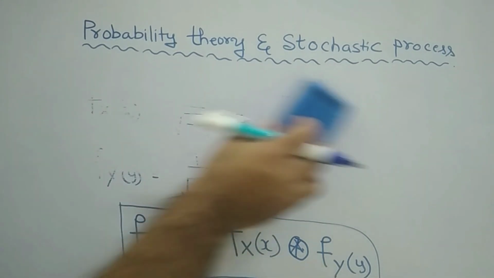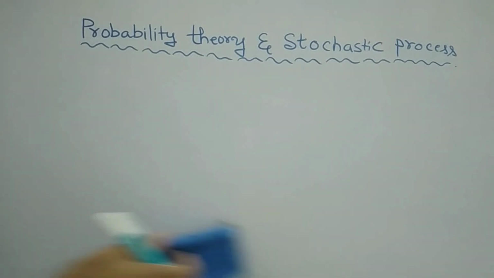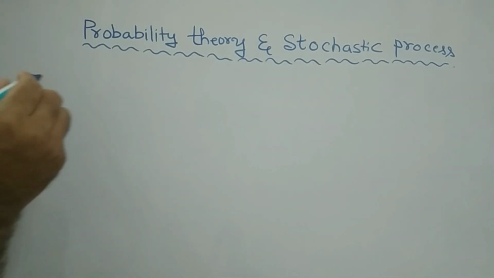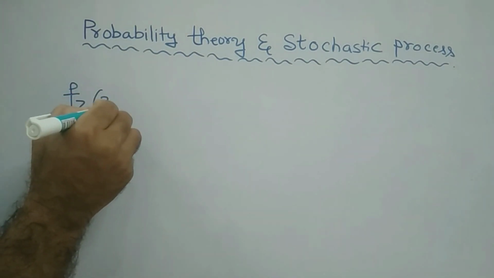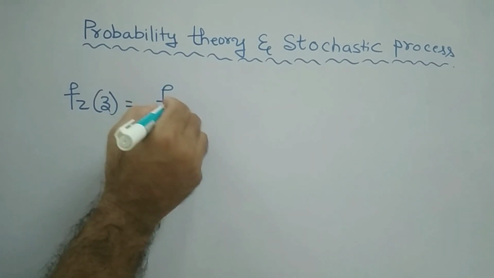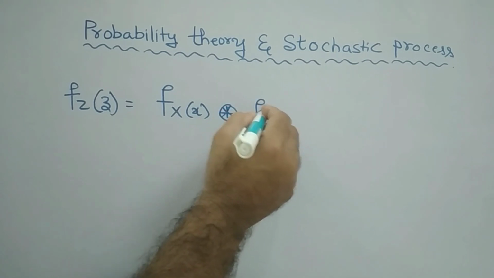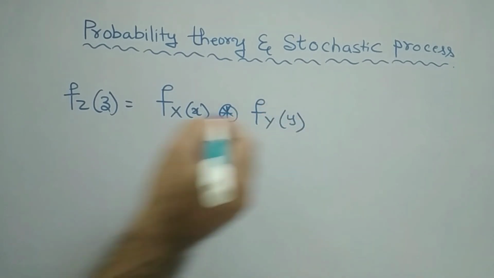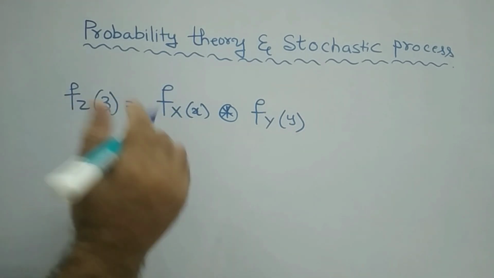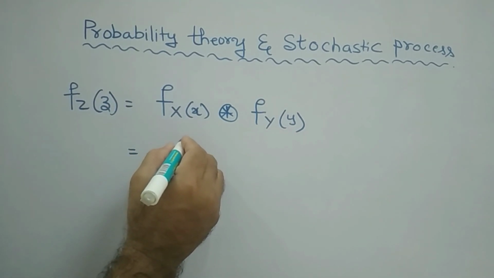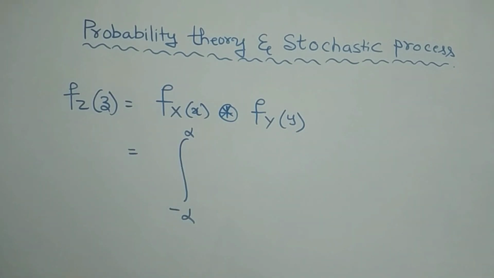So, let us see how this convolution formula is further evaluated. What we are writing is f of z, of small z, is equal to f x of x convolved with f y of y, clear? This can be further explained as, let us see, this can be written like this also. This is the integral over minus infinity to plus infinity, okay?